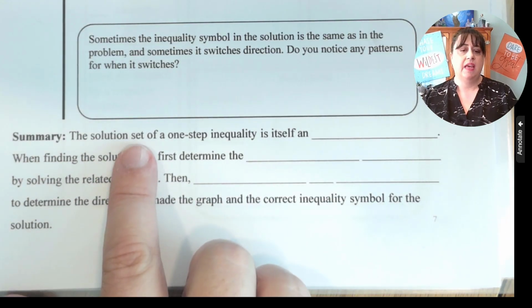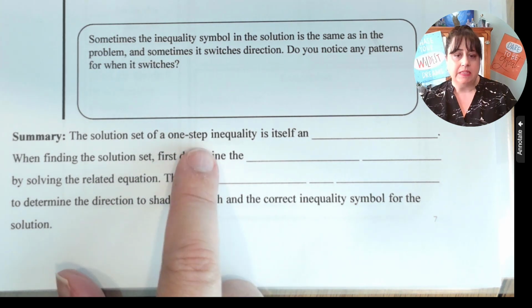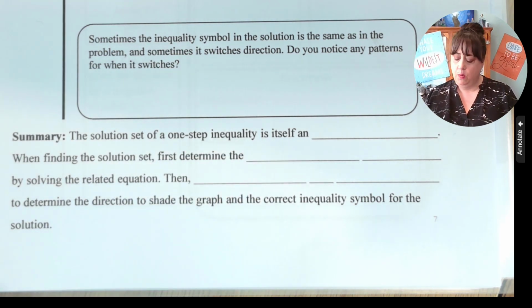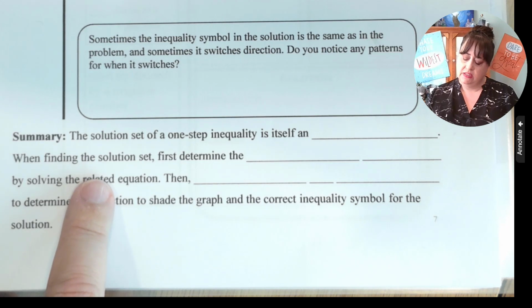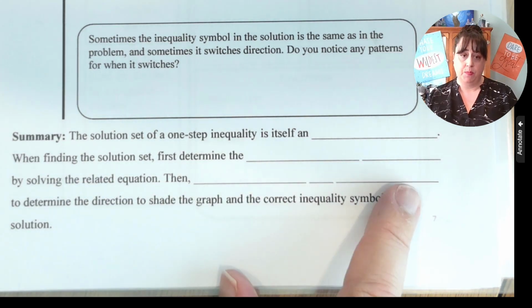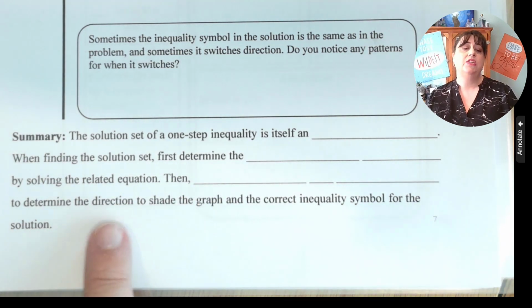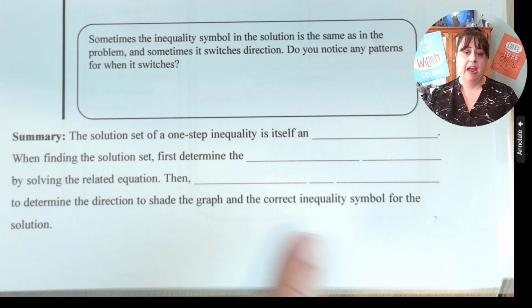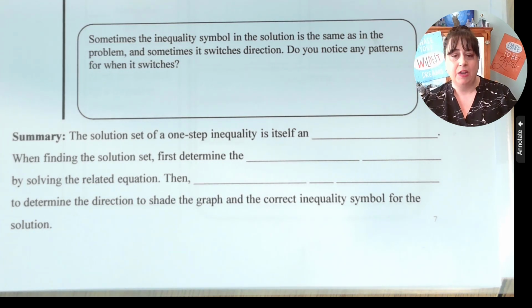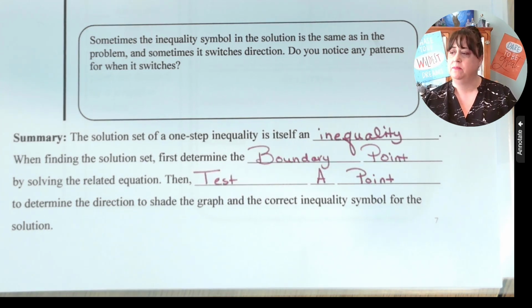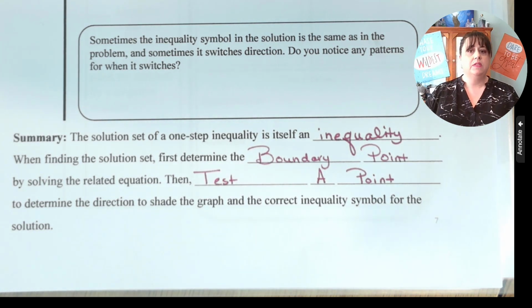The solution set of a one-step inequality itself is an inequality. When finding the solution set, first determine the boundary point by solving the related equation. Then test a point to determine the direction to shade the graph and the correct inequality symbol for the solution. So that kind of gives the directions on what we've been doing the last 2 lessons. And make sure you have those written down because it will help you. We will also be doing a graphic organizer to kind of put these ideas together later.